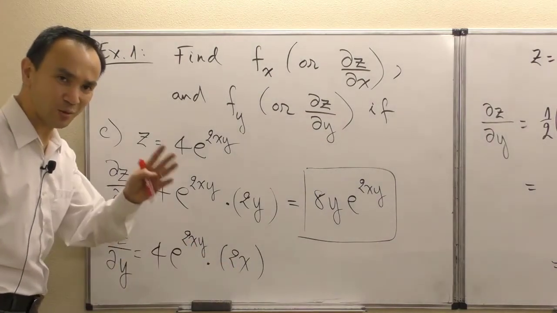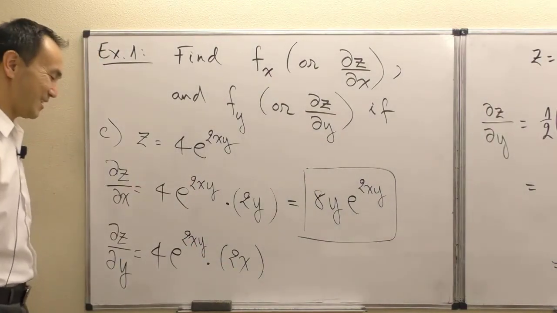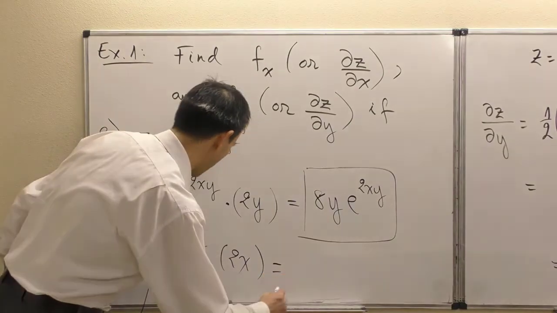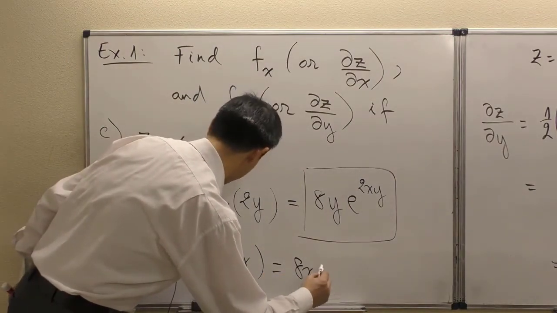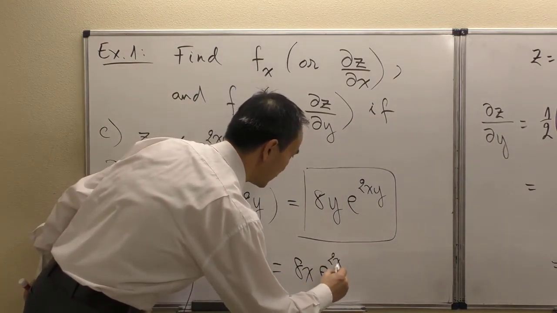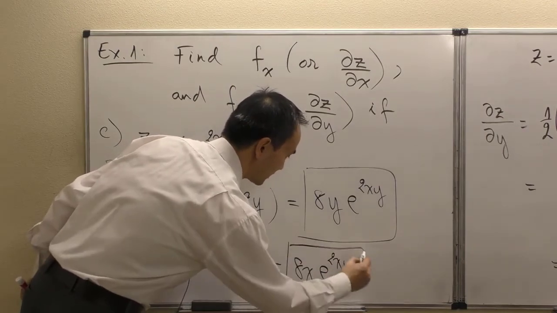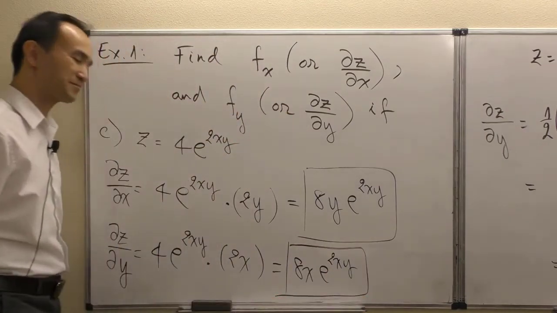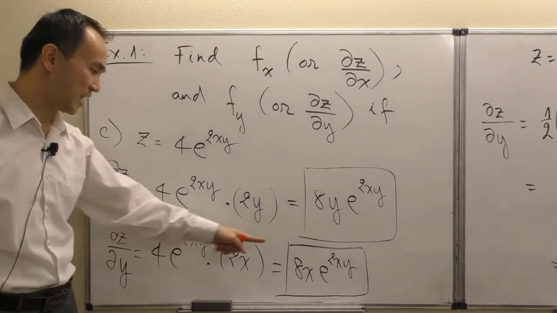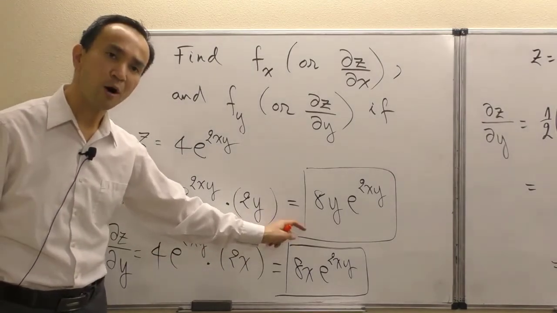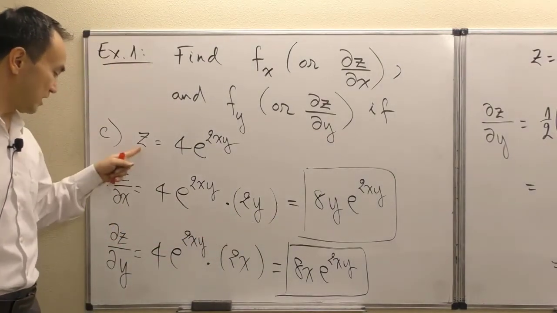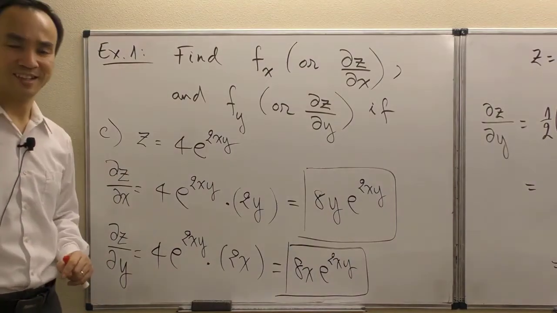All right, the derivative in terms of y. So now the final answer comes out being 8x e to the 2xy. All right, so that's what it is. That's how I have found the partial derivative of z in respect to y.